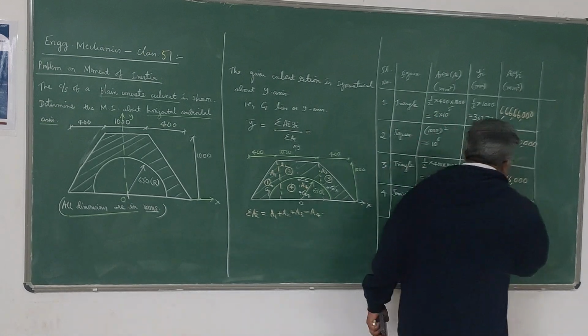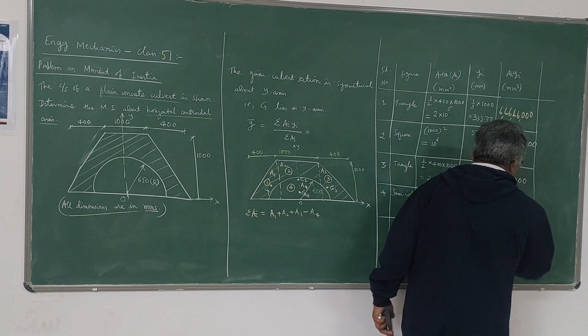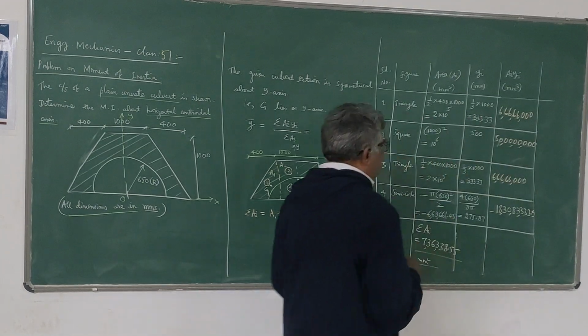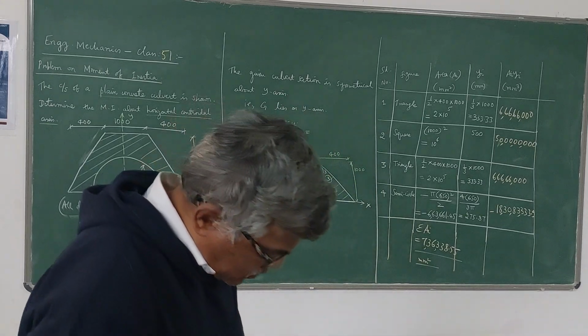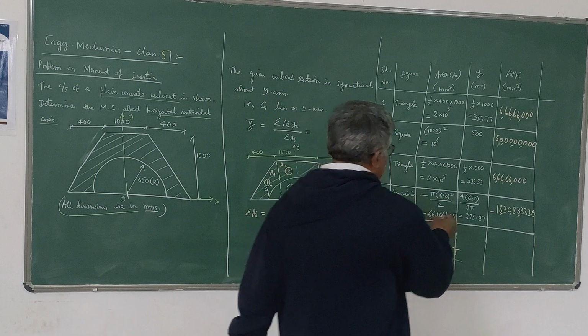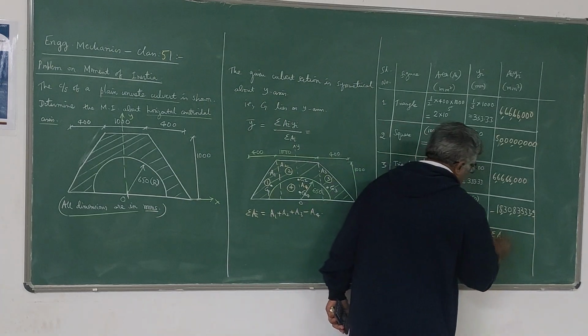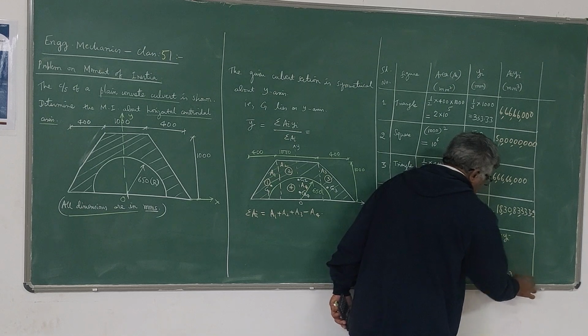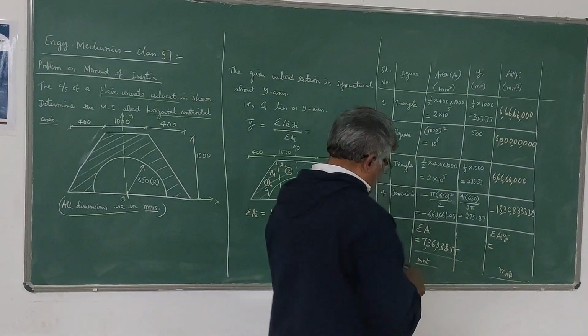333.9. Yes, this is the value. Now, if you add all this, you will get sigma ai yi in millimeter cube. So let us calculate that.